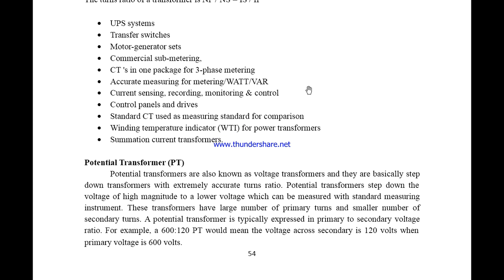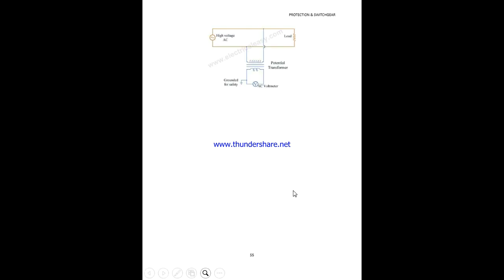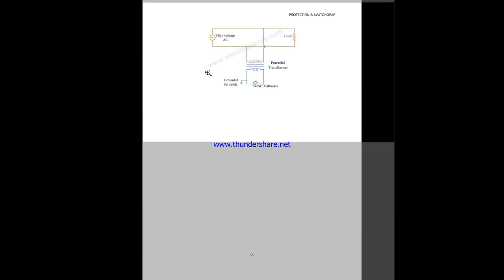And next, regarding the potential transformer, also known as the voltage transformer, they are basically step down transformers with an extremely accurate turns ratio. Potential transformers step down the voltage of high magnitude to a lower voltage which can be measured with a standard voltmeter or a multimeter. These transformers have a large number of primary turns and a smaller number of secondary turns because the voltage has to be stepped down. A potential transformer is typically expressed, for example, as a 600:120 ratio: primary 600 volts and secondary 120 volts. So this is a diagram of a potential transformer.